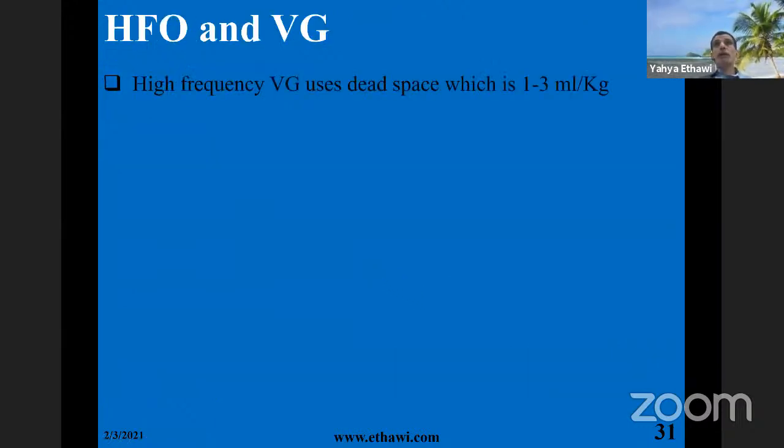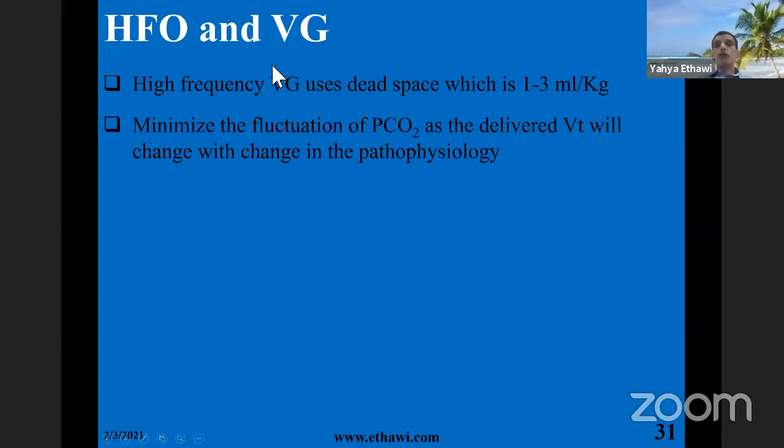Now we have a new option where we use VG with high frequency. And the VG in high frequency equal to dead space, which is 1 to 3 ml per kg. The importance of VG is to prevent fluctuation of CO2 with change in pathophysiology of the diseases. So you don't need to track, and it will reduce the labor demanding of monitoring and changing the setting of high frequency with changing of the pathophysiology.